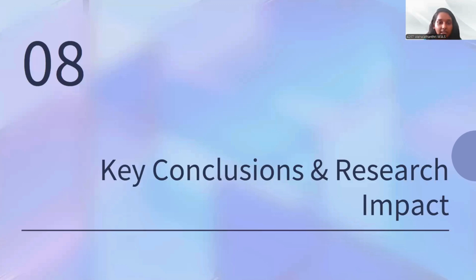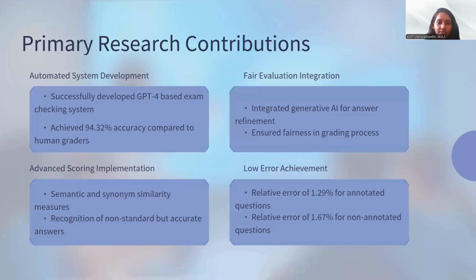Let's move on to the next slide. Key conclusions and research impact. Under this, first let's talk about the primary research contributions. Summarizing the primary contributions highlighted in the paper, the researchers successfully developed an automated exam checking system based on GPT-4, achieving high accuracy, and they integrated generative AI techniques to refine and improve answers, ensuring fair grading. They implemented semantic and synonym similarity measures to recognize correct answers, and they achieved low relative error rates, demonstrating the system's precision.